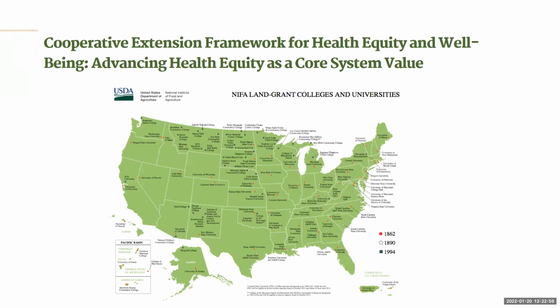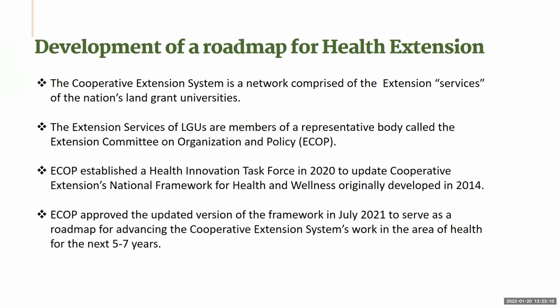So that leads me to the Cooperative Extension Framework for Health Equity and Well-Being, focused on advancing health equity as a core system value. The cooperative extension system is comprised of extension services of the nation's land-grant universities. With over 3,000 offices across the US, we really have a reach and an infrastructure like none other. The extension services of land-grant universities are members of a representative body called the Extension Committee on Organization and Policy, or ECOP for short.